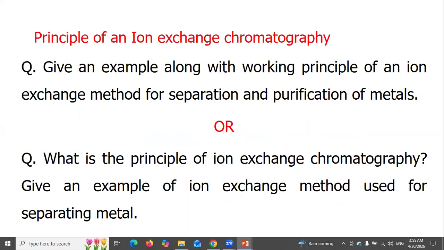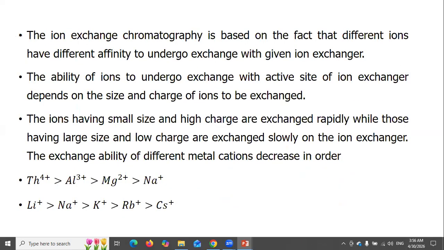Principle of an ion exchange chromatography. Give an example along with the working principle of an ion exchange method for separation and purification of metals. What is the principle of ion exchange chromatography? Give an example of ion exchange method used for separating metals.